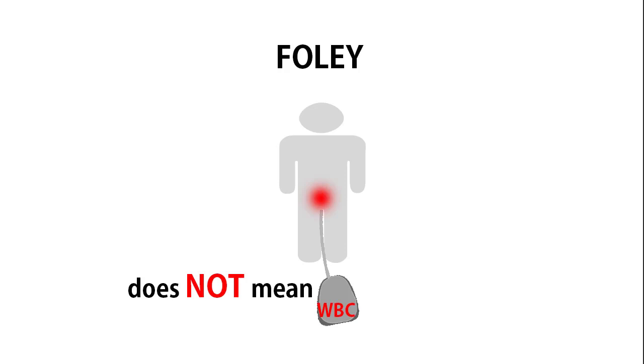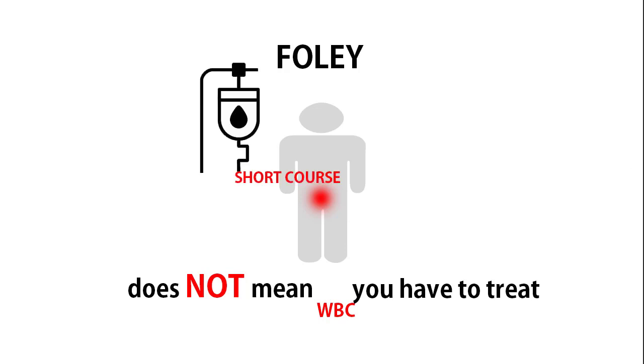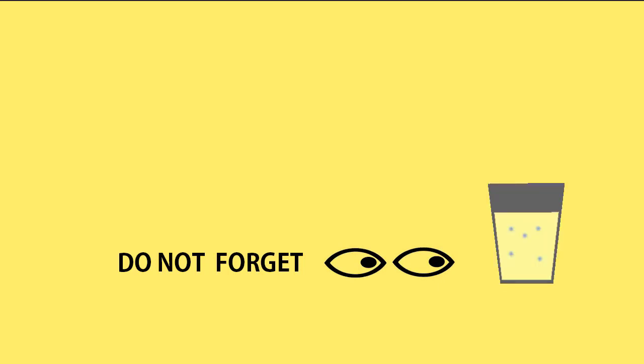Does your patient have a Foley? If you have a Foley, you will always have WBC. It does not mean a UTI that you have to treat. Typically, if you pull the Foley, the UTI is gone. In some circumstances, you may need to pull the Foley and treat for a short course. Don't forget to look at the urinary excretion of your antibiotic to see whether it will work for treating a UTI.